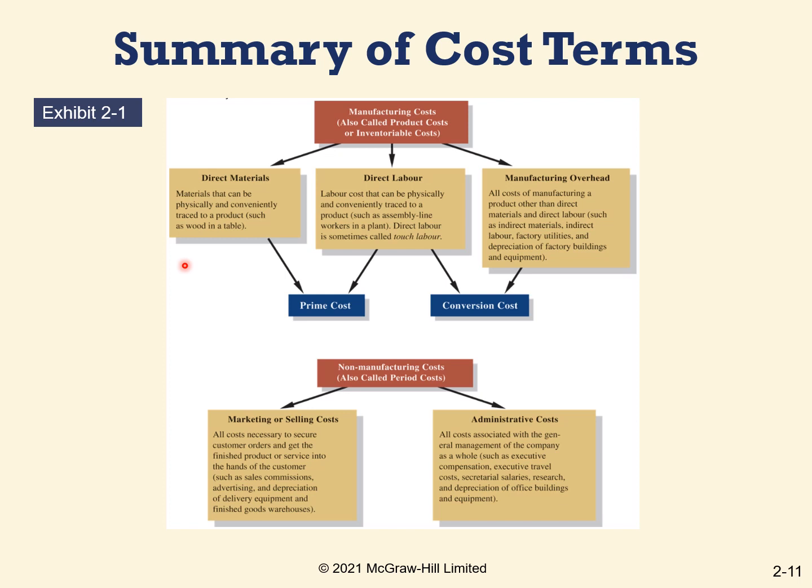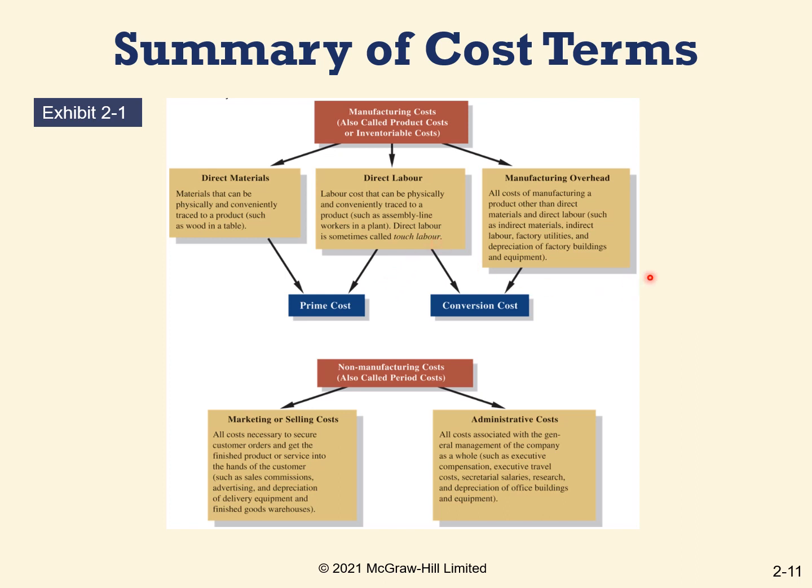So these manufacturing costs or product costs consist of our direct materials, so materials that can be physically and conveniently traced to a product, such as wood in a table or a bench. Our direct labor, a labor cost that can be physically and conveniently traced to a product, such as our assembly line workers in a plant. Direct labor is sometimes called touch labor, so just a different word for it.